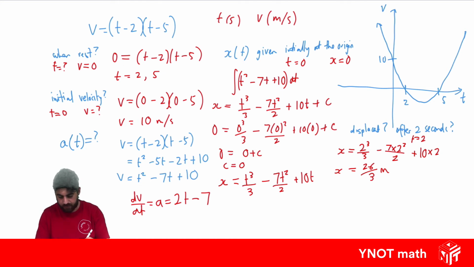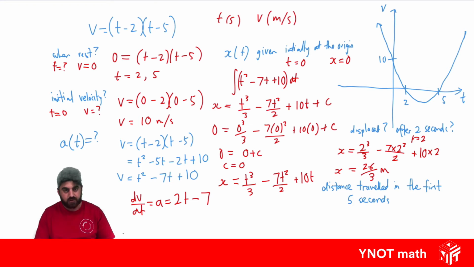And one last question. We're asked to find the distance traveled in the first 5 seconds. Okay. So to find the distance traveled, it's actually the integral of the velocity in between the 2 times you're interested in. So distance is going to equal the integral of your velocity function with respect to time between the 2 times you're interested in. So if it's in the first 5 seconds, that's going to be between 0 and 5.